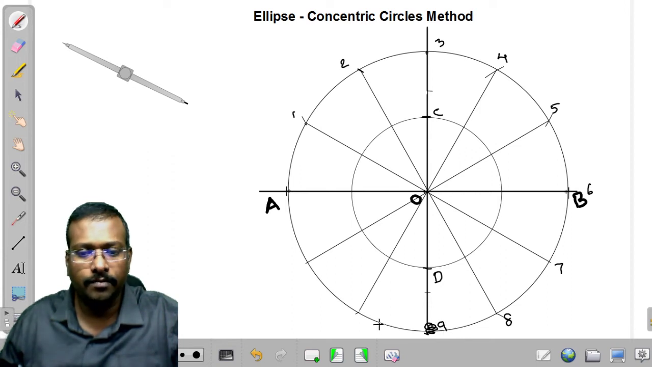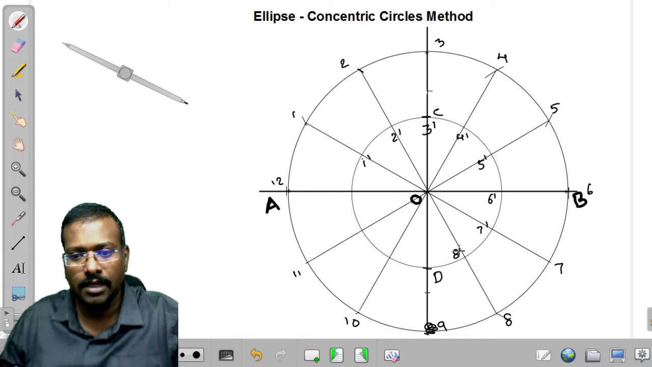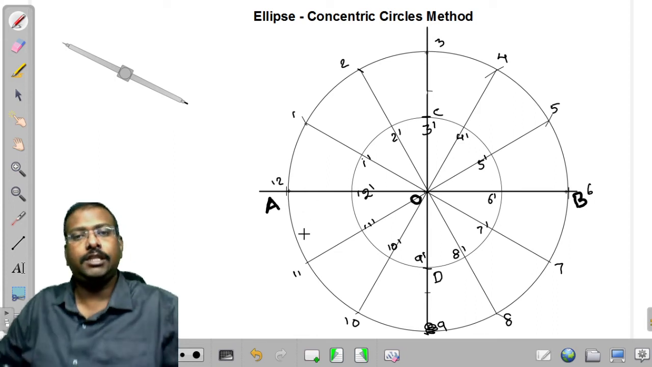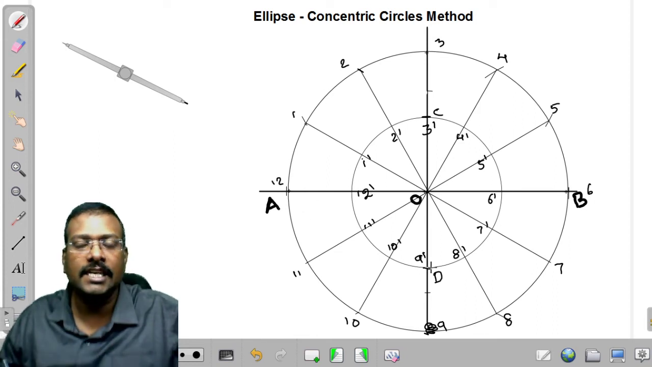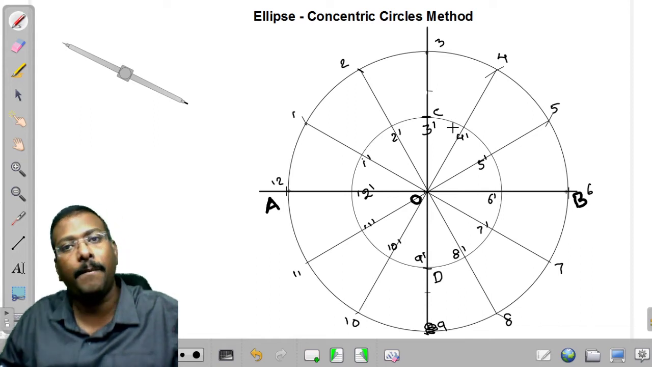This is 9, 10, 11. It will become 12. Similarly, inner circle we have to give the numbers as 1 dash, 2 dash, 3 dash, 4 dash, 5 dash, 6 dash, 7 dash, 8 dash, 9 dash, 10 dash, 11 dash, 12 dash. Now, next step is on the major circle points. What are the points on the major circle? 1, 2, 3, 4, 5, 6, 7. On the major circle points, draw the parallel line to the minor axis.